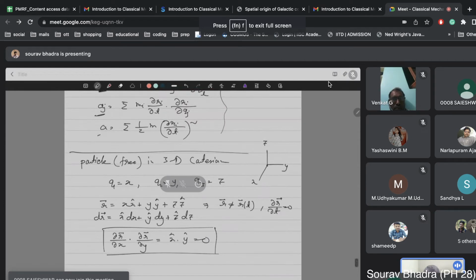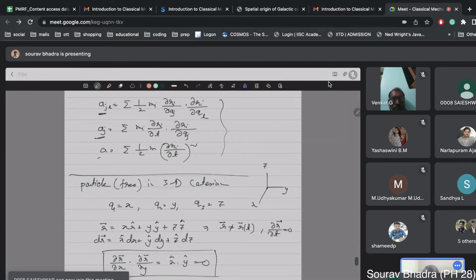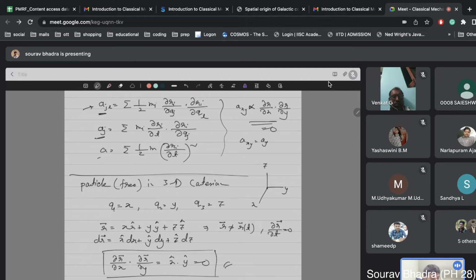Now why have I written that? Because when you want to calculate this a_jl, that is del r_i del q_j dot del r_i del q_l, that means if you want to calculate a_xy, I am not writing the m_i thing, it is proportional to del r by del x dot del r by del y, right? But as you can see, del r del x dot del r del y is 0. That means a_xy or a_yz or a_xz, all those terms are 0.